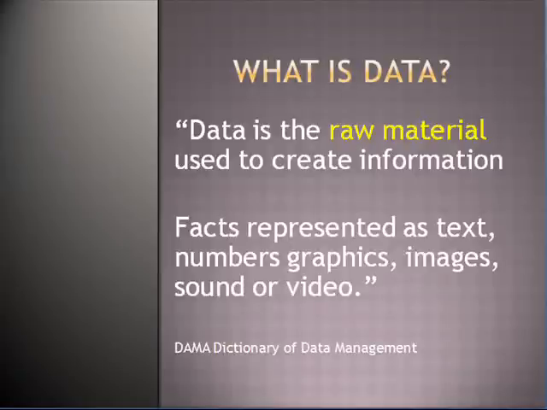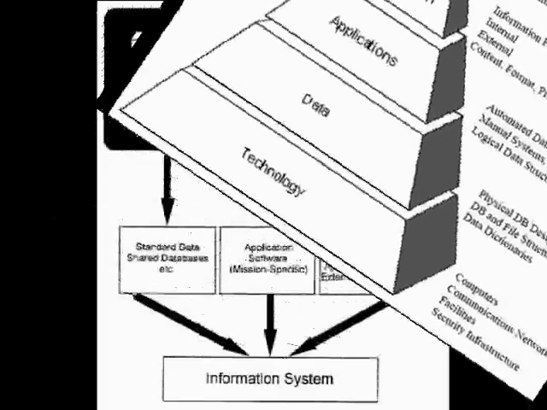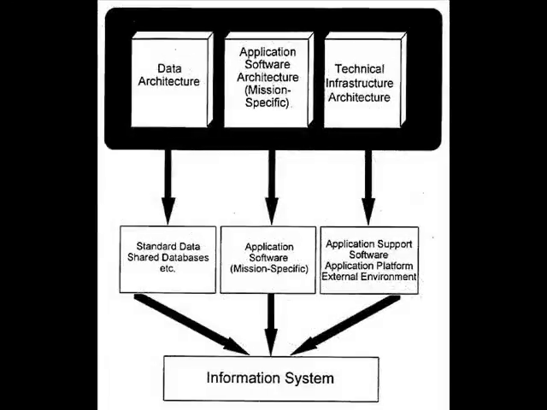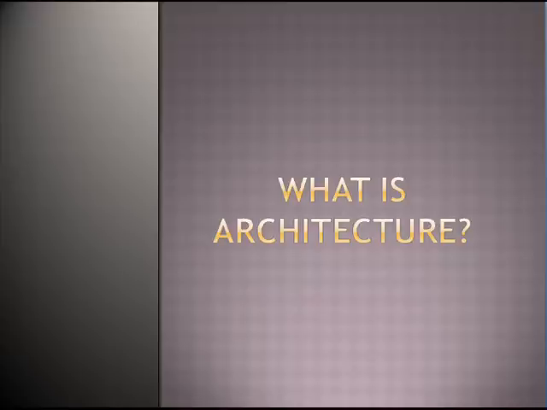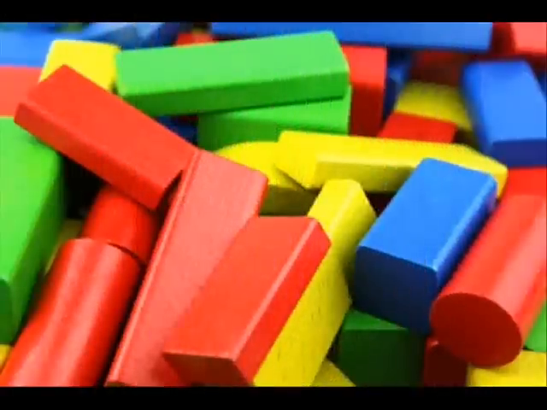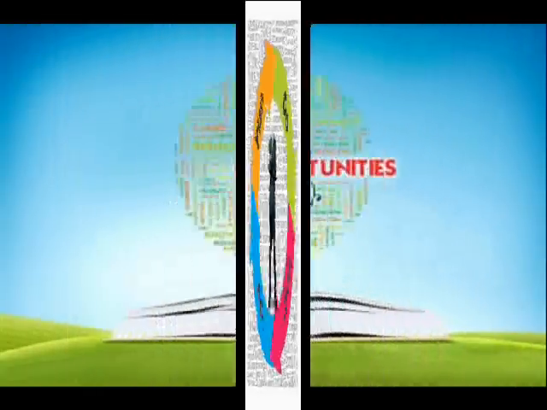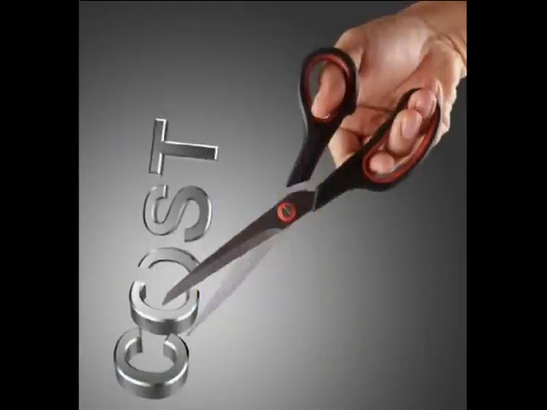Data is the raw material used to create information. Information has a dependency upon data such that it's not plausible to discuss information fully without discussing its dependent relationship to data. What is architecture? The DAMA Dictionary of Data Management defines architecture as the organized arrangement of component elements to optimize the function, performance, feasibility, cost, and/or aesthetics of an overall structure.